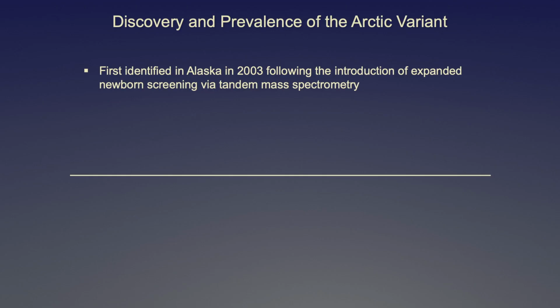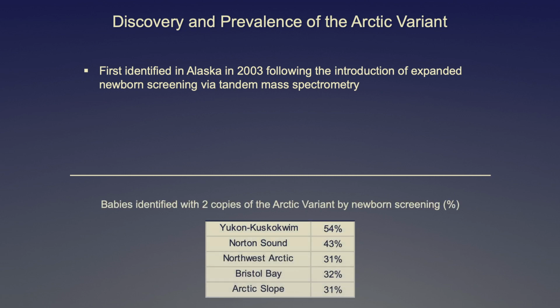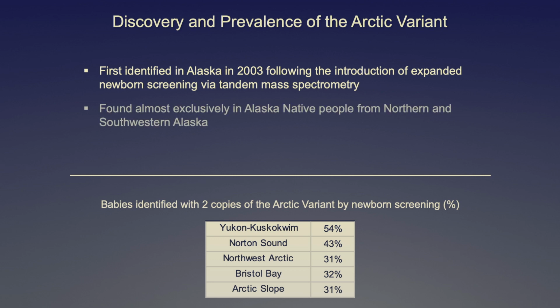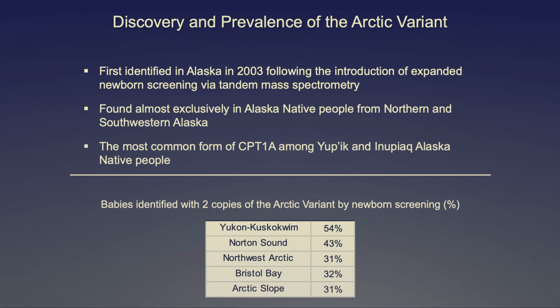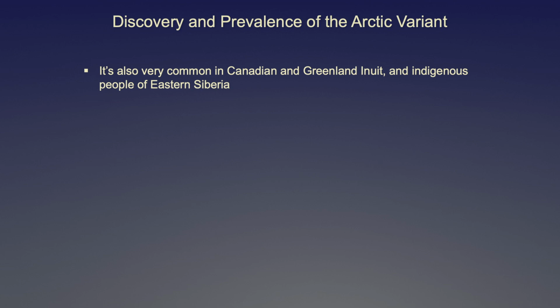The Arctic variant was first identified in Alaska in 2003 following a change in the method used for newborn screening. It was soon learned that it's found almost exclusively in Alaska Native people, particularly those who live in the northern and southwestern parts of Alaska. In some populations, such as the Yupik and Inupiaq Alaska Native people, it is actually the most common form of the CPT1A gene, or the normal form of CPT1A. The Arctic variant has also been found in other indigenous subarctic populations. This includes Inuit people of Greenland and Canada, as well as indigenous people of eastern Siberia.